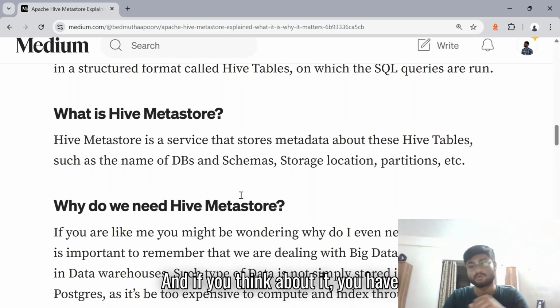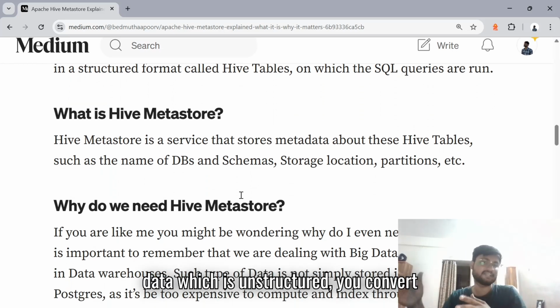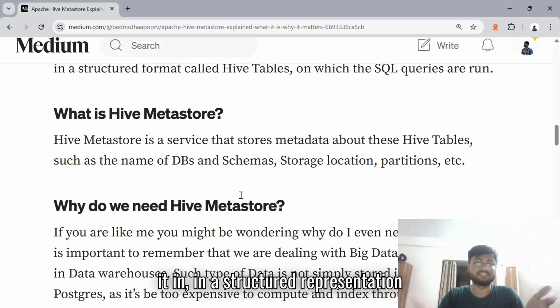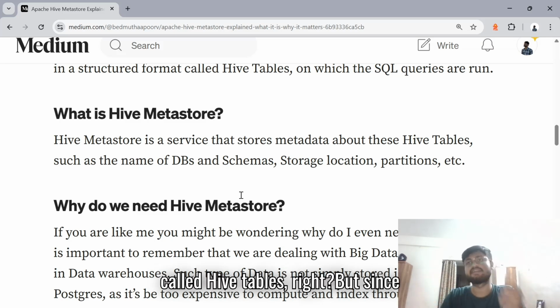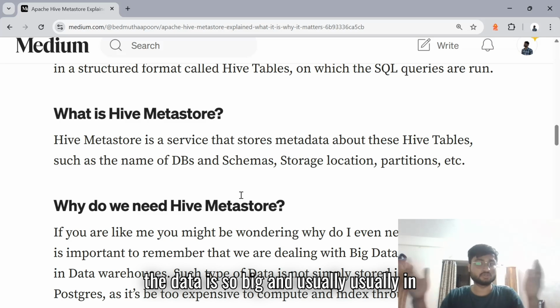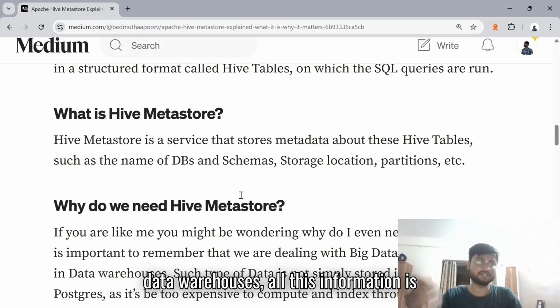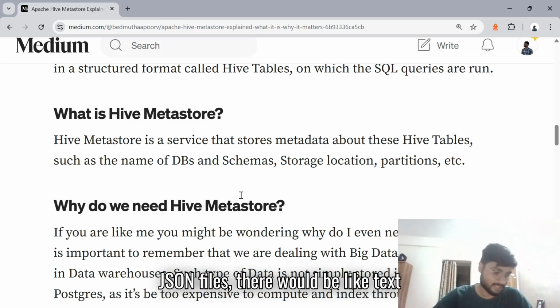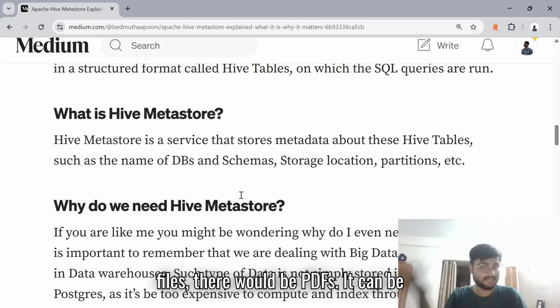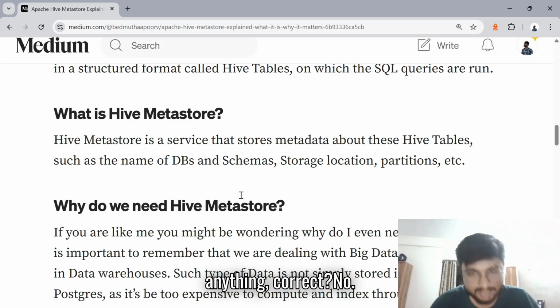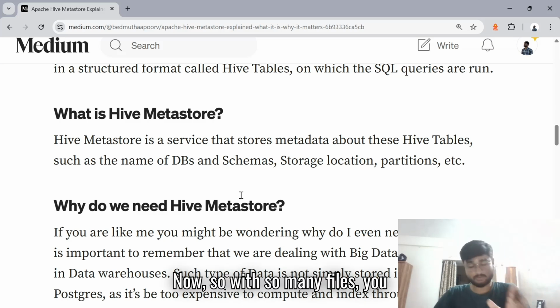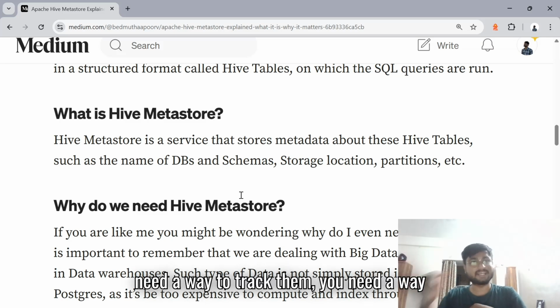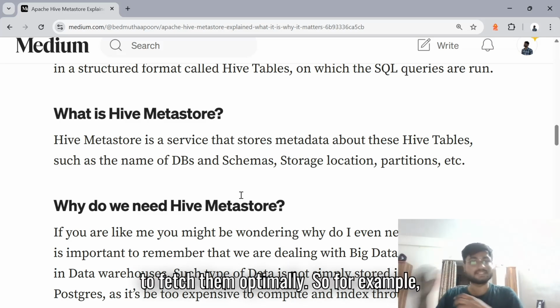And if you think about it, you have data which is unstructured, you convert it into a structured representation called Hive tables, right? But since the data is so big, and usually in data warehouses all this information is stored in the format of files, right? So there would be CSV files, JSON files, text files, PDFs, it can be anything, correct? So with so many files, you need a way to track them. You need a way to fetch them optimally.